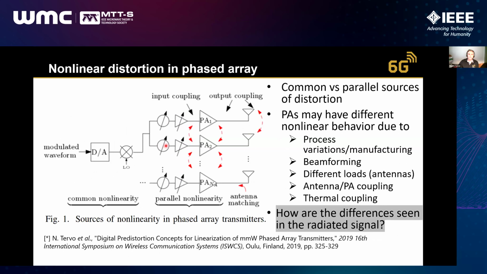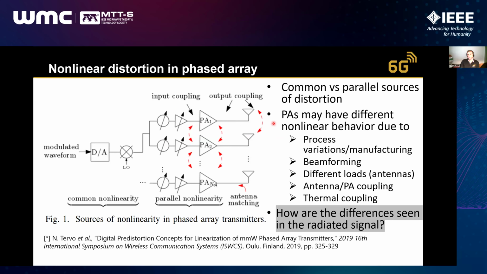Okay, so if we talk a little bit more about nonlinear distortion in this kind of phased array transmitter, we see that there are indeed common sources of distortion, and then there are parallel sources of the distortion. If all the power amplifiers are exactly similar, exactly the same, and there's no difference in the signal and so forth, then all the sources are kind of common. So you have exactly the same distortion in individual antennas, but that's not usually the case. There's usually some sort of parallel distortion, different kinds of distortion in different antenna elements.